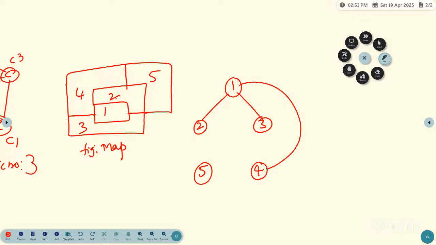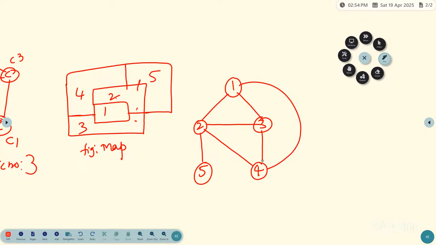Then go for the second node. 2 and 1 are connected, adjacent. 2 and 4 are also adjacent. 2 and 3 are also adjacent. 2 and 5 are also adjacent. 2 is over. Next, third: 3 and 1 are adjacent, the connection is already there. 3 and 4 are also adjacent. 3 and 5 are not adjacent.